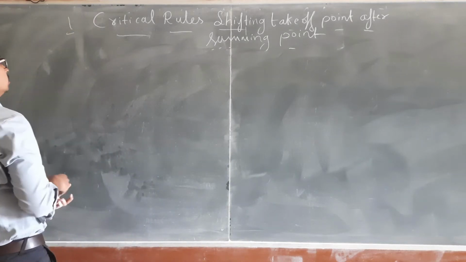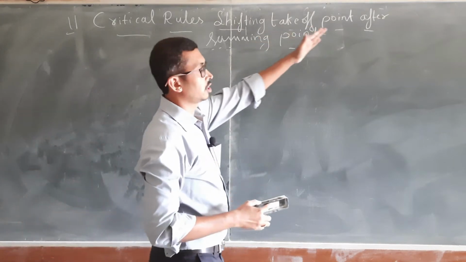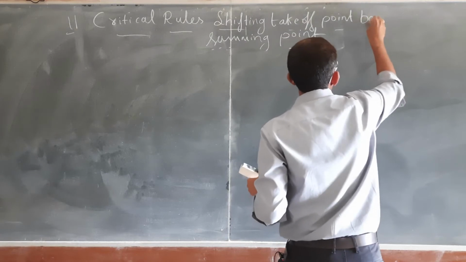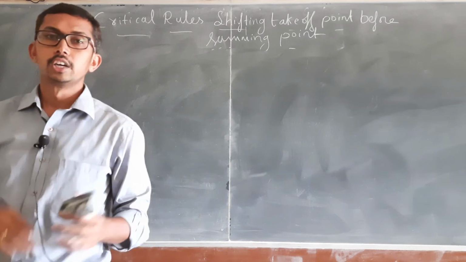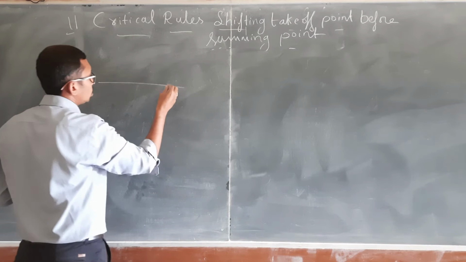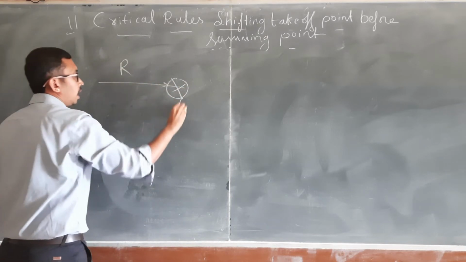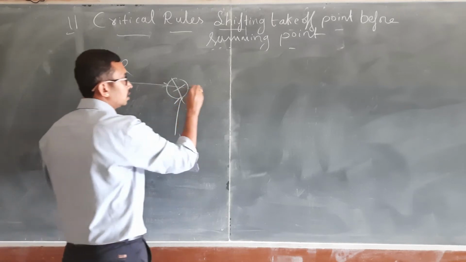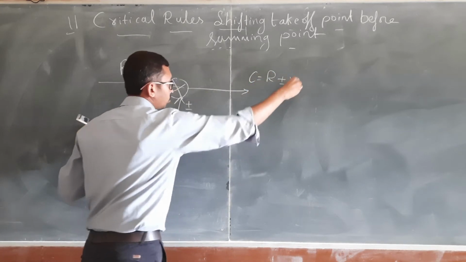Critical rule number 11: shifting takeoff point before summing point. So shifting the takeoff point before the summing point. Now let us consider a situation. I have a summing point, R is the input, and plus or minus Y is the other input to the summing point, and we are getting the output, that is C is equal to R plus or minus Y.